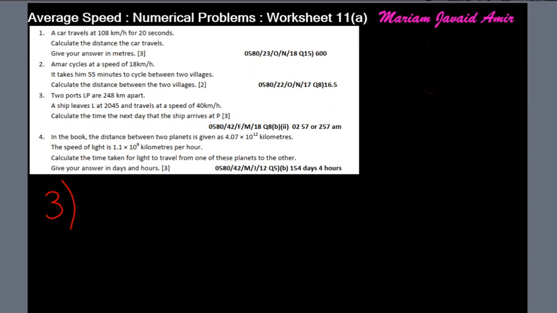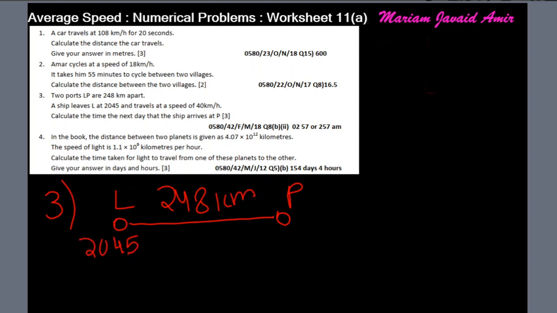Question number 3. Two ports L and P are 248 kilometers apart. So we have a port L and a port P, which are 248 kilometers apart. The ship leaves L at 20:45 and travels at a speed of 40 kilometers per hour. So the speed of the ship is 40 km per hour. Calculate the time the next day that the ship arrives at P. So first we need to find the time it took the ship to go from L to P, and then we'll add the time to 20:45 to get the time on the clock.